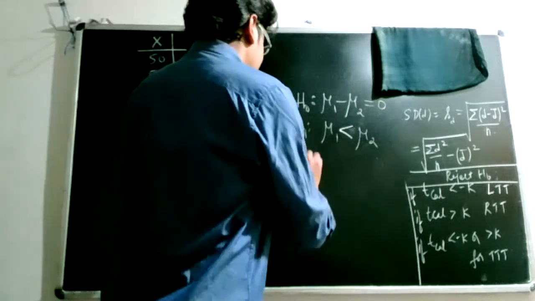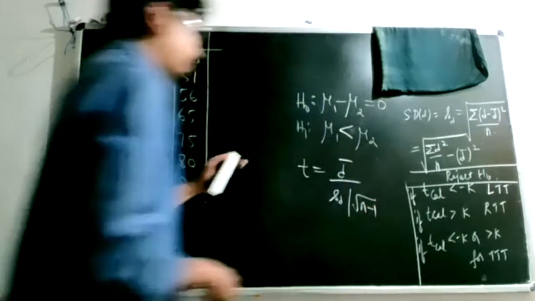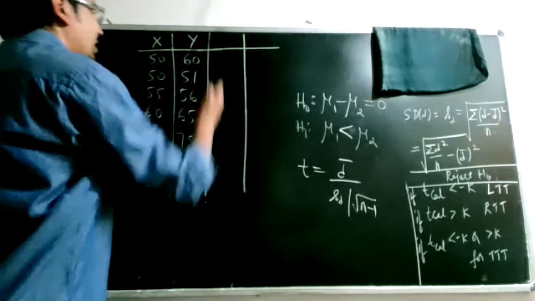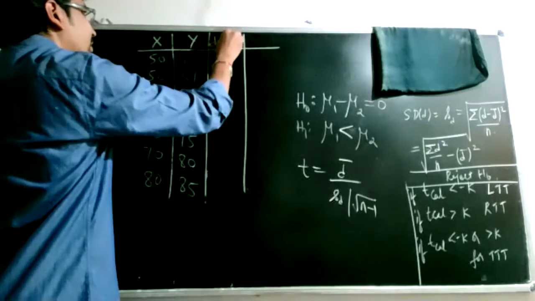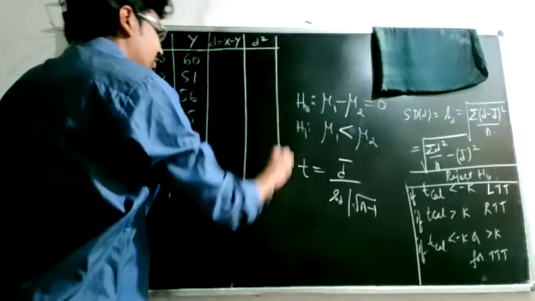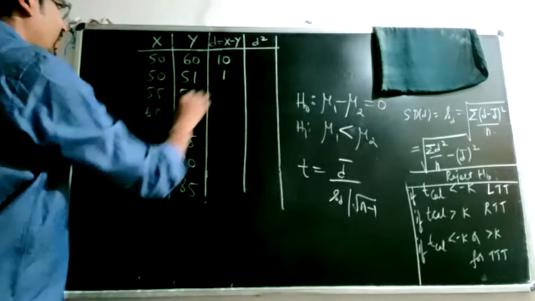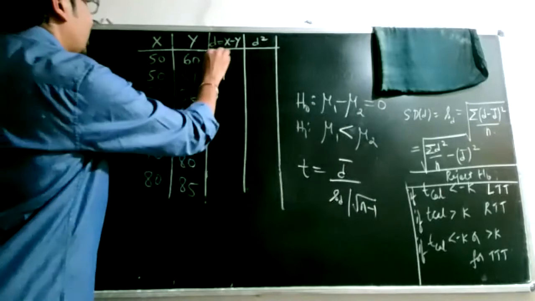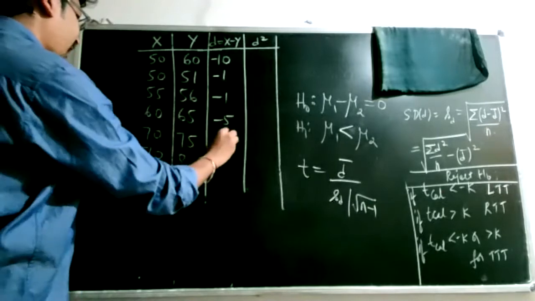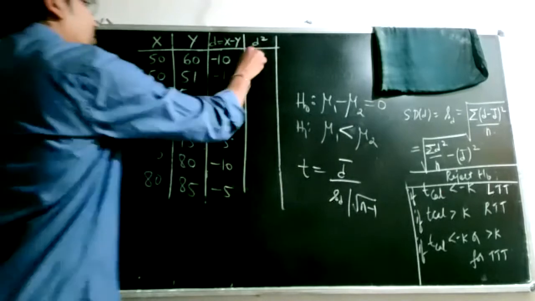Our test statistic is T equal to D bar divided by the standard deviation of D divided by root n minus 1. So we should compute the values of D bar as well as the standard deviation of D. So first I need the values of D. D is defined as x minus y. And to compute the standard deviation, I need D square. So 50 minus 60 is minus 10, I have 1, minus 10, minus 1, minus 1, minus 5, minus 5, minus 10, minus 1. So this is my D. I'm computing D square.